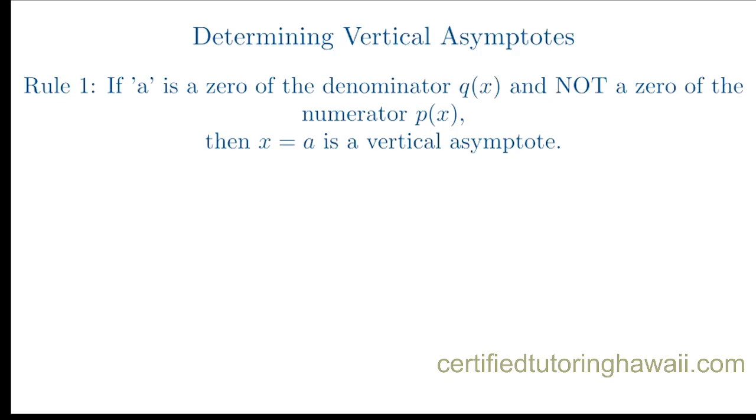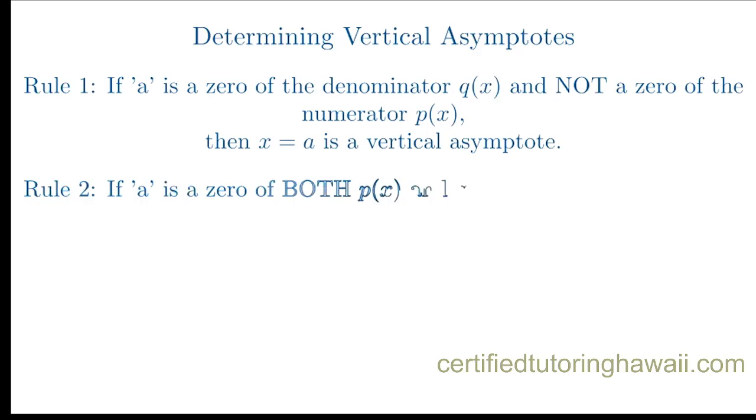Now let's consider the more complex case. What if a is a 0 for both the numerator and the denominator? In this situation, we must compare the multiplicities of that 0 in the numerator and the denominator. Multiplicity just means how many times a particular factor appears. A vertical asymptote occurs at x equals a if its multiplicity in the denominator is greater than its multiplicity in the numerator. If the multiplicities are equal, it's a hole in the graph, not an asymptote.